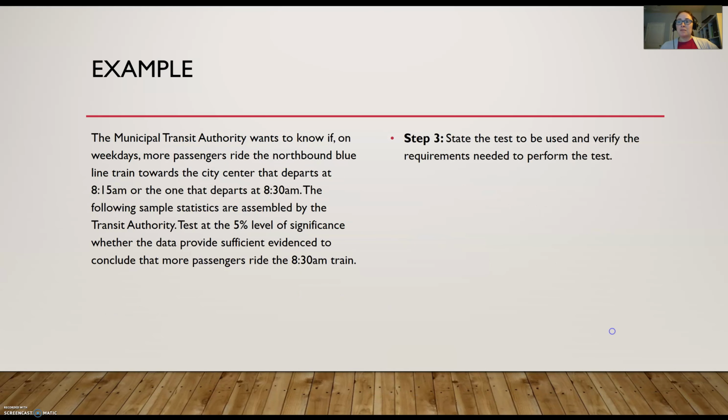In step 3, we want to make sure that the requirements of the test are met, and we want to identify the tests. So this is a 2-sample t-test for a mean, and it didn't say anything about the populations being normally distributed, but my samples are both at least 30, so that meets the requirements for this test.